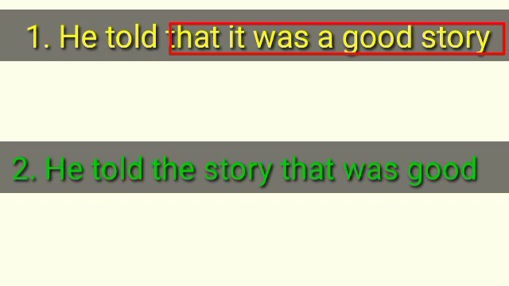Now, let us look at the second example. He told the story that was good. Now, "that was good" is again a subordinate clause in this sentence, but it is related to the story. As it is related to the story, it becomes a relative clause, because "that was good" post-modifies the noun story, and it is called the antecedent. This is what you have to remember. If the clause speaks about the antecedent noun, it becomes a relative clause, and if it speaks independently in the sentence as an object, subject, or complement, it becomes a noun clause. This was the first confusion. I hope it's clear to you.